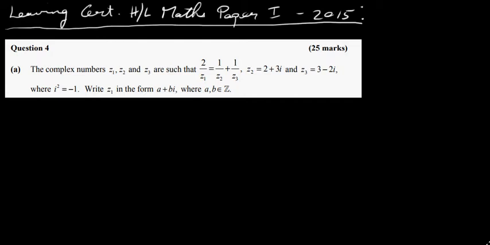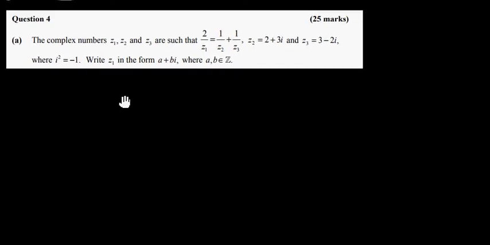Okay, so let's have a look at the Leaving Certificate Higher Level Maths Paper 1 for 2015, question 4. So this is it here, and it's a complex numbers question. The complex numbers Z1, Z2 and Z3 are such that 2 over Z1 is equal to 1 over Z2 plus 1 over Z3. So we're given Z2 and Z3, not Z1, so we've got to find what Z1 is, and we've got to write it in the form a plus bi, where a and b are integers.